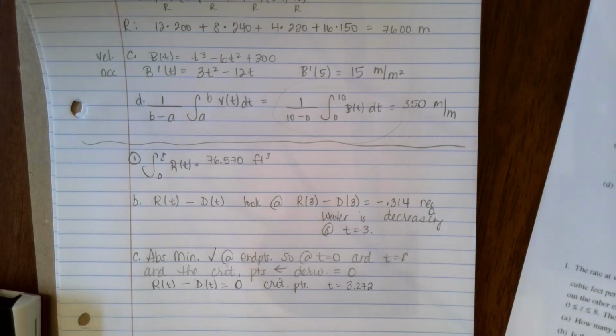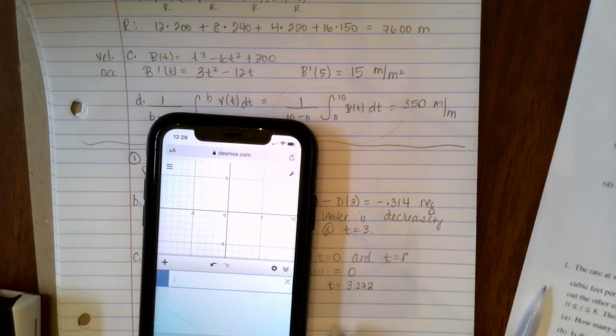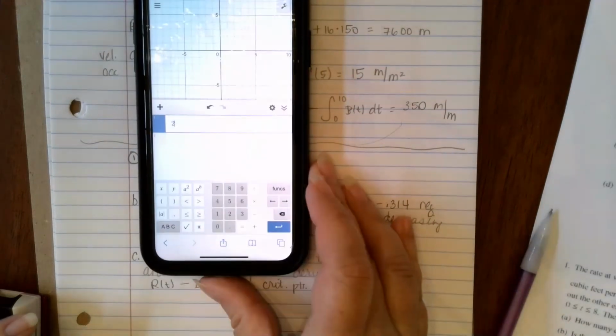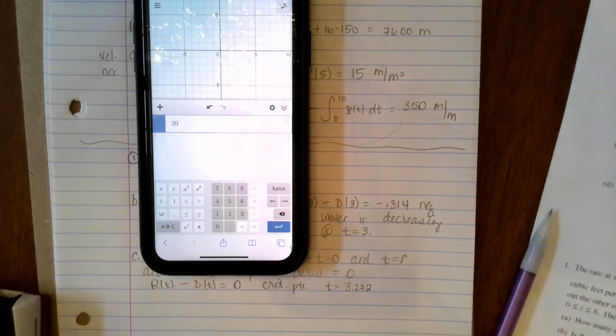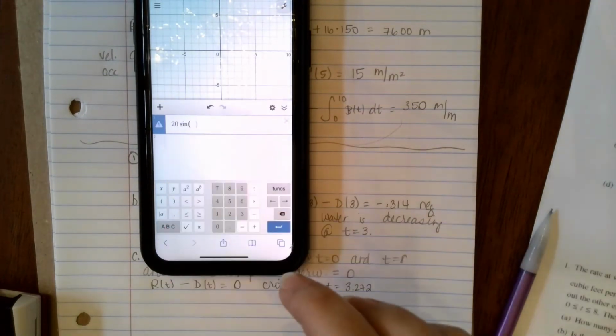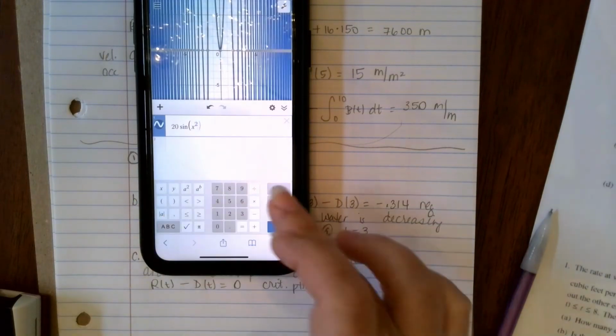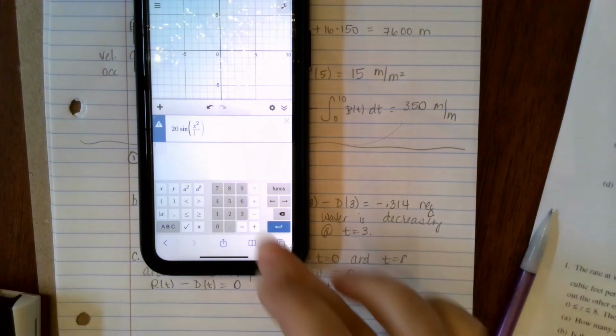Let's take a look at Desmos. I should have just left it in Desmos, but I didn't. All right, so here's my Desmos. Now, for Desmos, I'm going to have to type the whole thing in. So I've got 20. Let me show you what I'm typing. I have 20, and then I've got to find sine, so I go over to functions, and there's my sine. And it's x squared divided by 35.